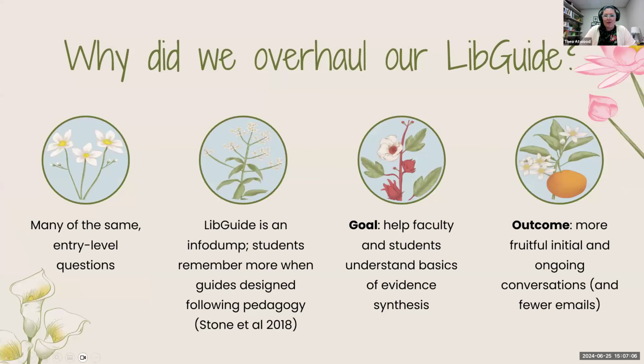So why did we overhaul our LibGuide? I think one of the things to also mention to understand what we're doing at IU Bloomington is we're a pretty newly established service. Our original LibGuide went live around the end of 2022. For our campus, we're finding that many of our faculty and students are coming to us with the same entry-level questions that really don't go anywhere. How do I do a systematic review? And that's the end of the story.